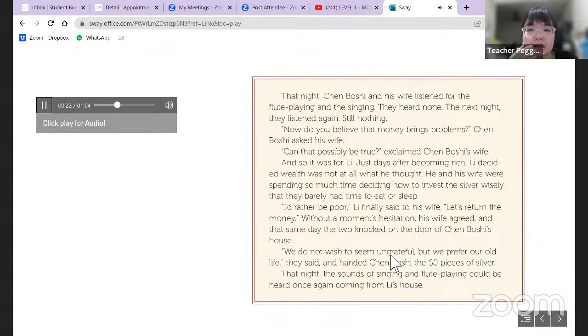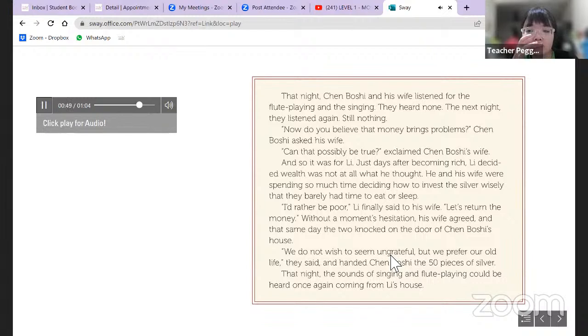And so it was for Li. Just days after becoming rich, Li decided wealth was not at all what he thought. He and his wife were spending so much time deciding how to invest the silver wisely that they barely had time to eat or sleep. "I'd rather be poor," Li finally said to his wife. "Let's return the money." Without a moment's hesitation his wife agreed, and that same day the two knocked on the door of Chen Boshi's house.